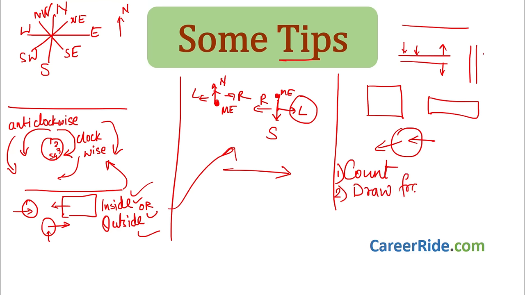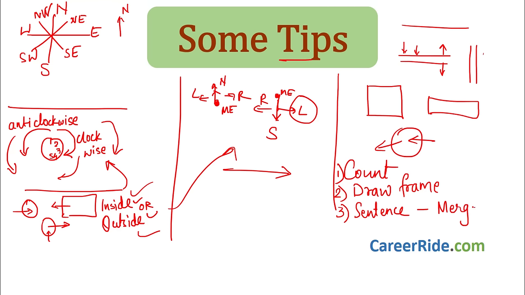Draw a frame of the seating arrangement. If they are sitting at a circular table, draw a circle and arrange these people. How many people are there? Whatever you count, arrange them. Okay. Third is solve sentence by sentence and then merge them.